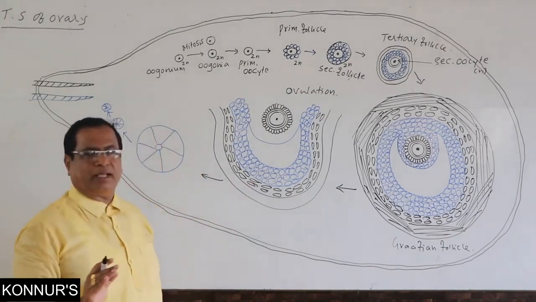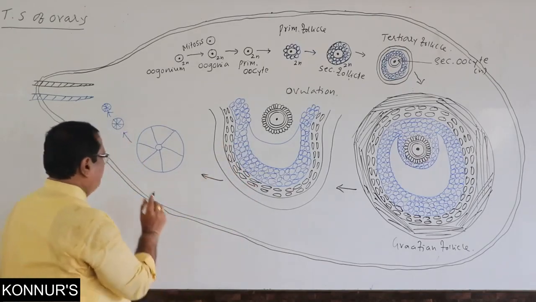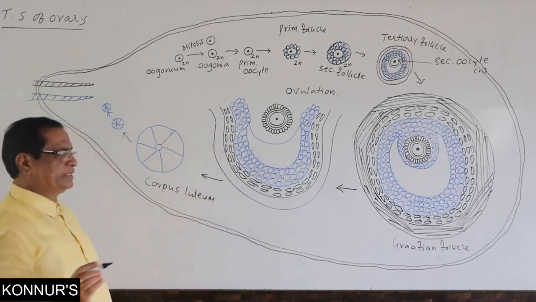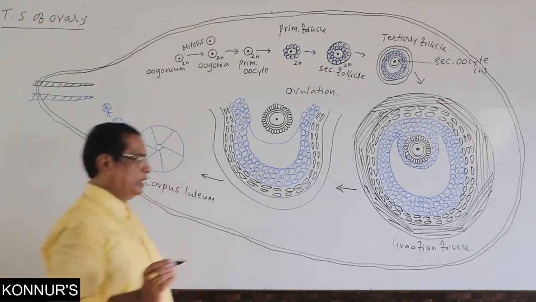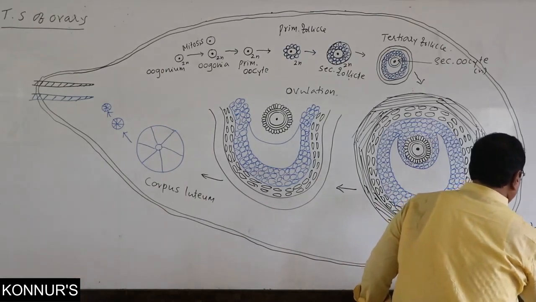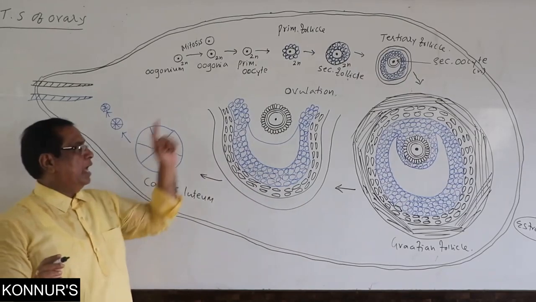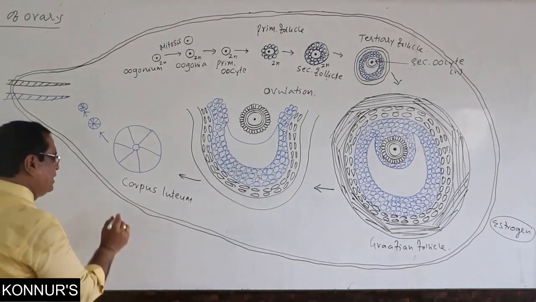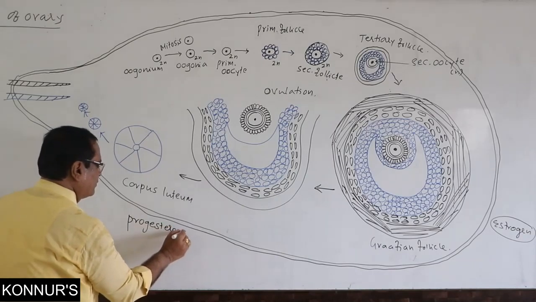Then that Graafian follicle, empty Graafian follicle, ovulation already took place. That empty Graafian follicle becomes corpus luteum. Empty Graafian follicle is said to be corpus luteum. Already you know Graafian follicle secretes the female sex hormone estrogen, and the empty Graafian follicle after ovulation becomes corpus luteum. Even this corpus luteum secretes another hormone. That hormone is progesterone.